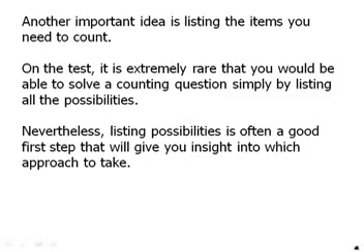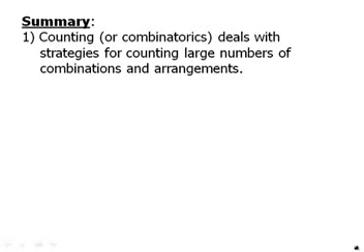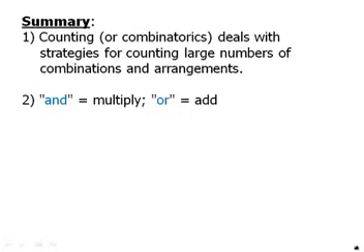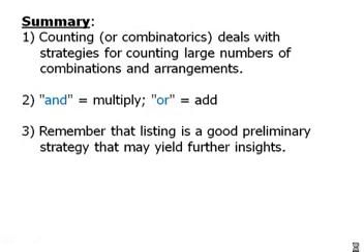But listing possibilities is often a good first step that will give you insight into which approach to take. So often if you're stuck in a counting problem, listing the first few possibilities is one way to start thinking about, gee, what method is going to work best here? In summary, counting, or combinatorics, deals with strategies for counting large numbers of combinations and arrangements. The word and means multiply, the word or means add, and remember that listing is a good preliminary strategy that may yield further insights.